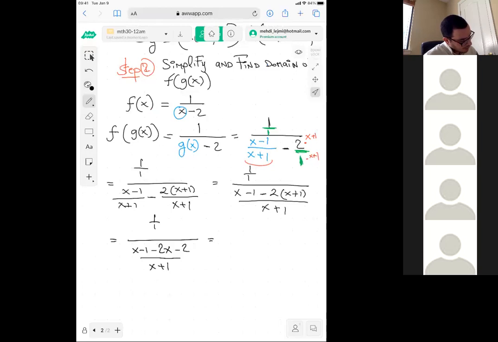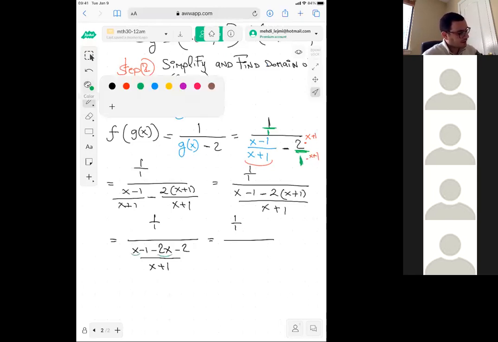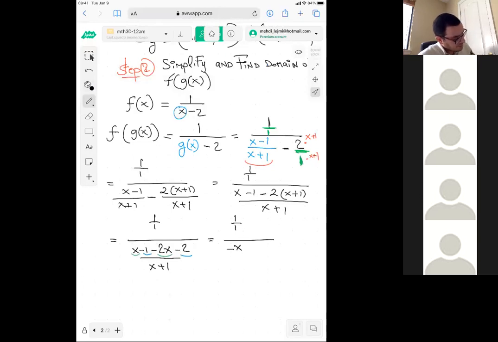Let's see how many x's here: x minus 2x is minus x. Then minus 1 minus 2 is minus 3. So we have minus x minus 3, and again x plus 1 in the denominator. Okay, so I'm done with the subtraction of fractions in the denominator.